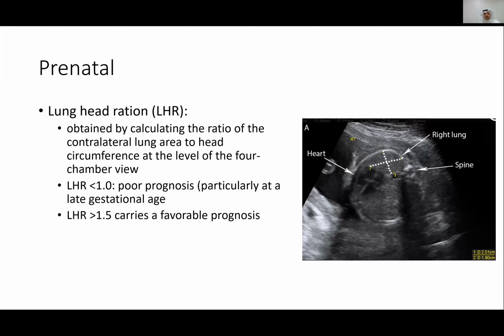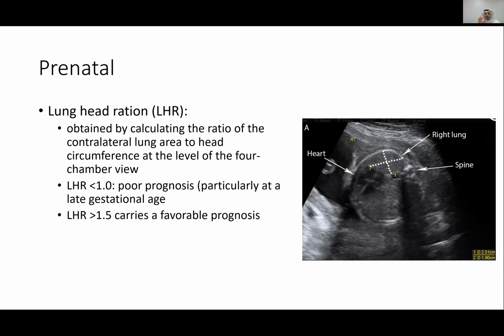There are various ways to measure the area. Commonly used is the tracing technique, which seems to be best. Then you control that to the head, so it's a lung to head ratio, LHR. An LHR less than 1 usually indicates a poor prognosis, particularly in very late gestations, because we know that LHR tends to improve as the fetus is growing. An LHR more than 1.5 carries a very favorable prognosis.